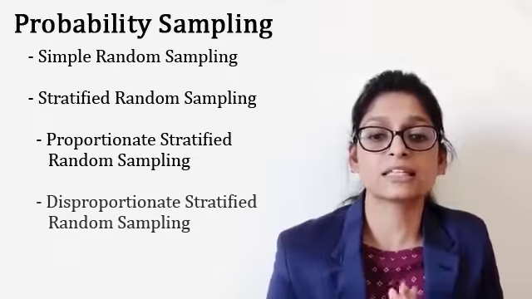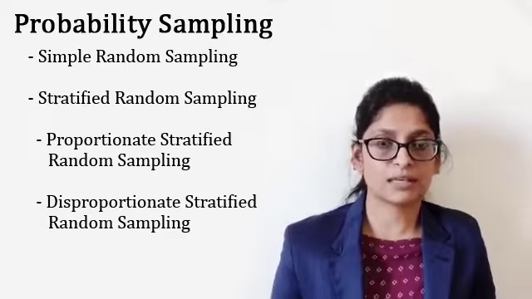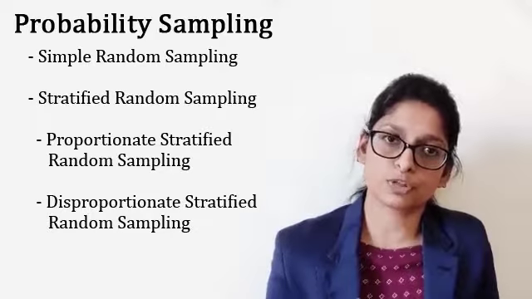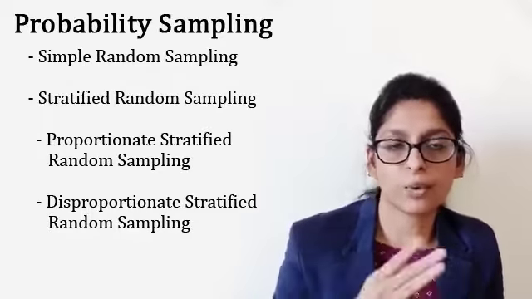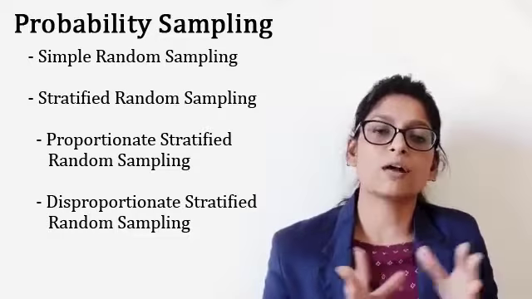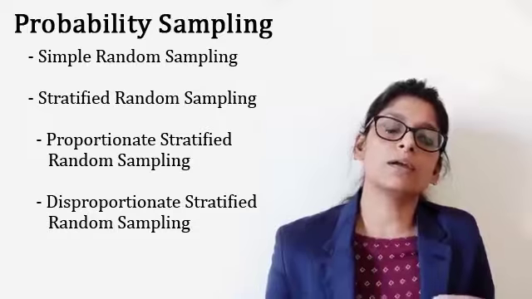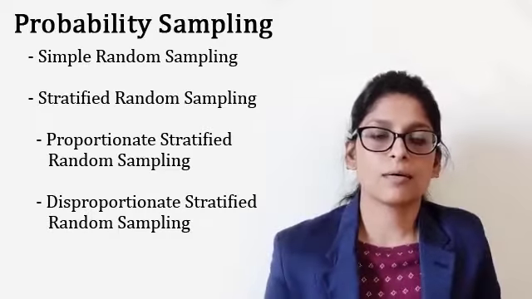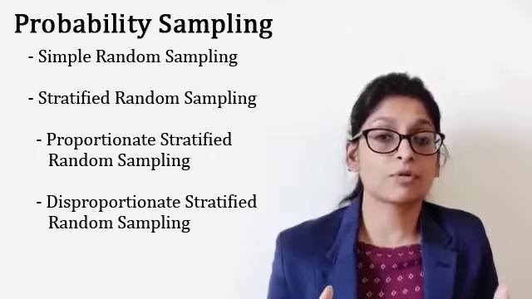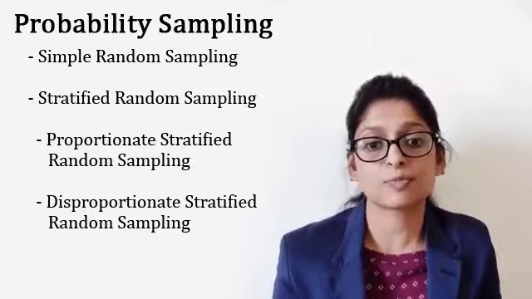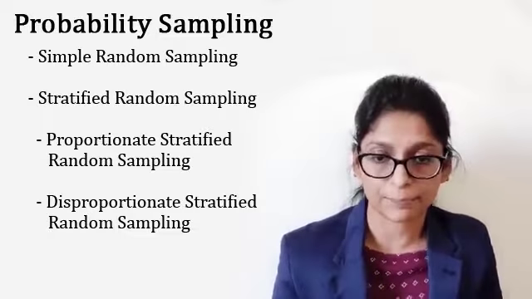Then second is disproportionate stratified random sampling. Here again we have those strata, and we know the proportion of those strata. Like we'll know that there are 11 lakh girls and 9 lakh boys. But when we are drawing the sample, we would not be maintaining the same proportion. Like when we have a sample of 200, we'll go for 100 boys and 100 girls. This is disproportionate stratified random sampling.